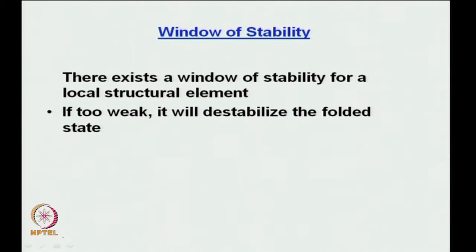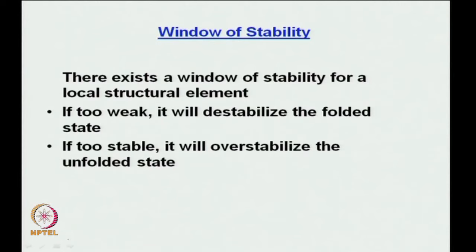Also, if too stable, what will happen? It will overstabilize the unfolded state, then also it is of no consequence to me. One is you understabilize, that means you destabilize the folded state, that is the problem. The next is you overcompensate by overstabilizing, then what are you doing? You are stabilizing the unfolded state, then again you are having no change. You are wasting your good stuff.